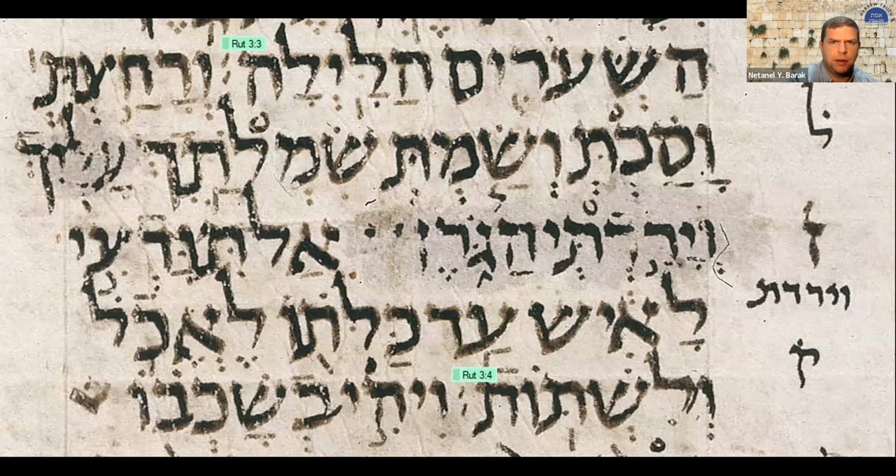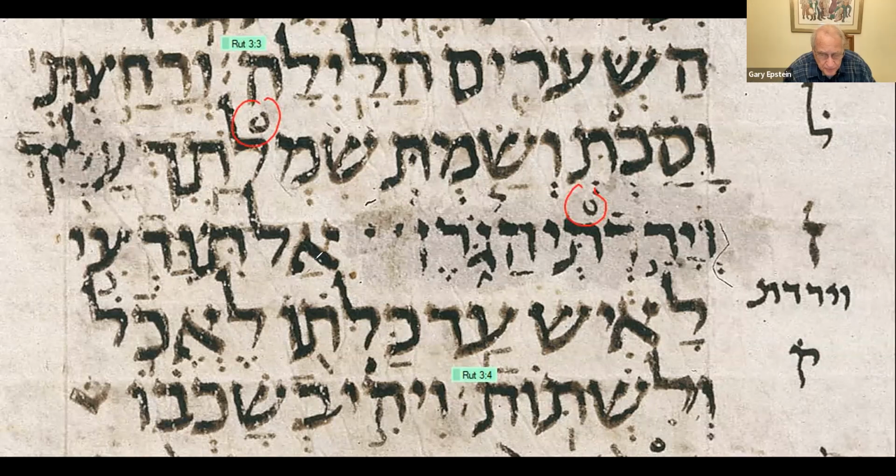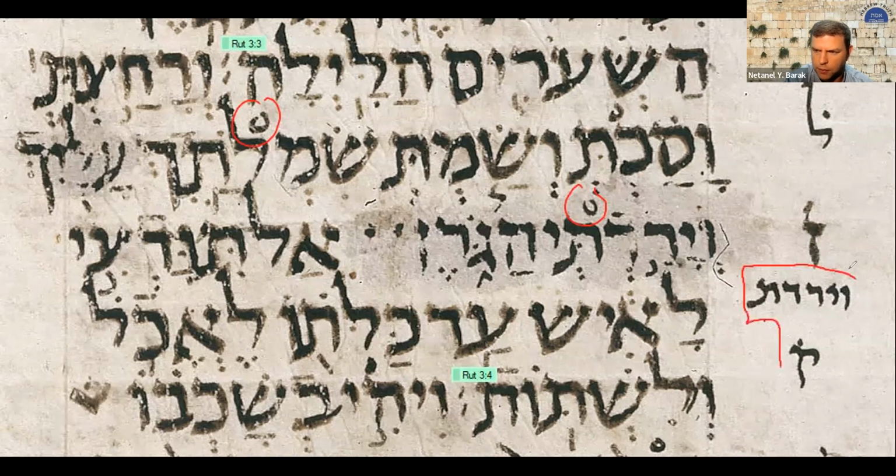Do you see this small circle above the word? Yes. This circle tells me we have a remark to be noted on the side. It's a marking of a marginal note. This marginal note is referring to this word.